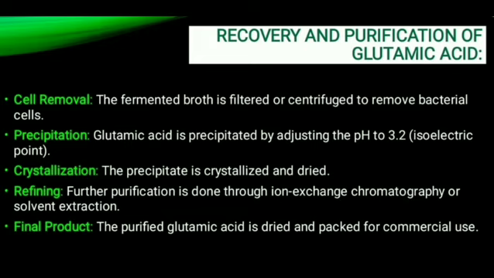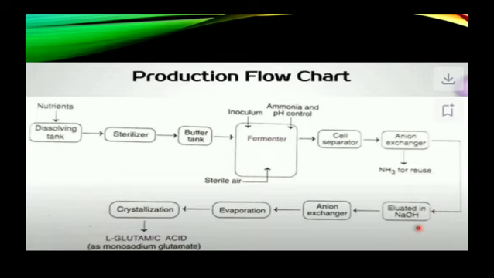Recovery and purification of glutamic acid. Cell removal: the fermented broth is filtered or centrifuged to remove the bacterial cells. The first step uses the filtration or centrifugation method to remove the bacterial cells. In precipitation, the glutamic acid is precipitated by adjusting the pH to 3.2, which is the isoelectric point. Crystallization: the precipitate is crystallized and dried. In refining, further purification is done through ion exchange chromatography or solvent extraction. The final product, the purified glutamic acid, is dried and packed for commercial use. This is the flowchart for the production of glutamic acid.